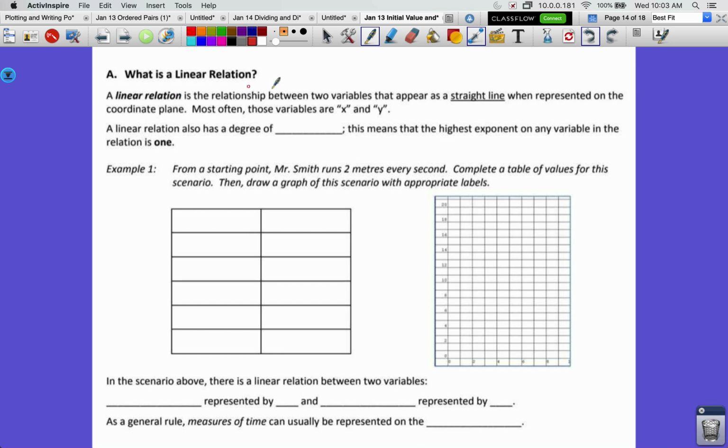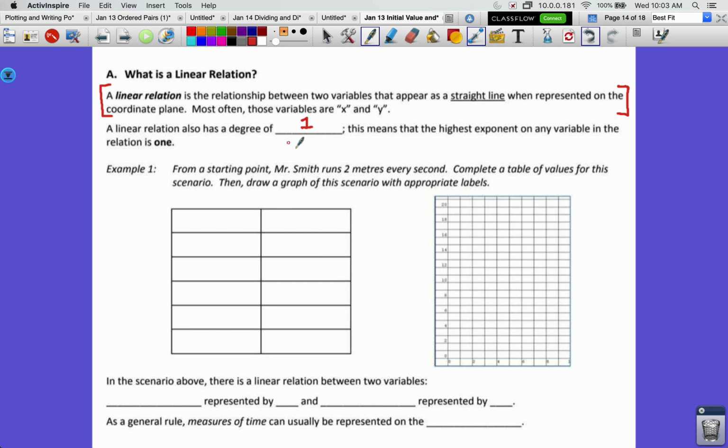A linear relation is a relationship between two variables that appears as a straight line when represented on the coordinate plane. Most often, those variables are x and y. That whole thing is pretty important. You might want to copy that down verbatim. A linear relation also has a degree of blank. The degree is 1. This means the highest exponent on any variable in the relation is 1.